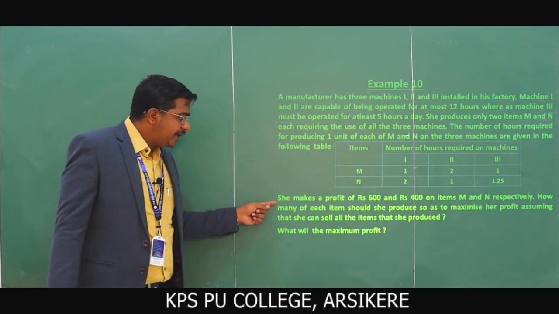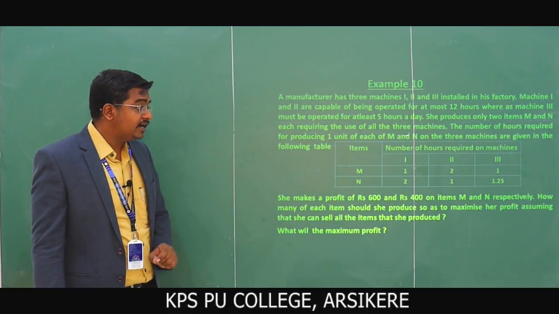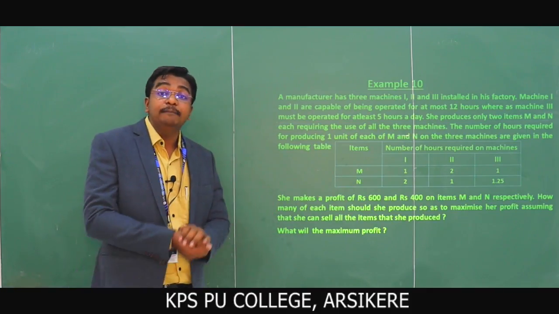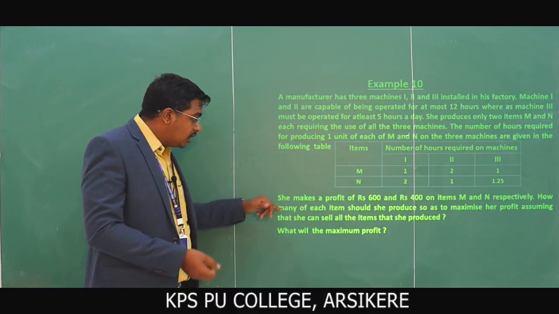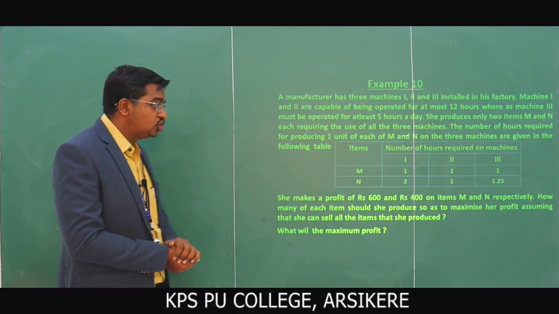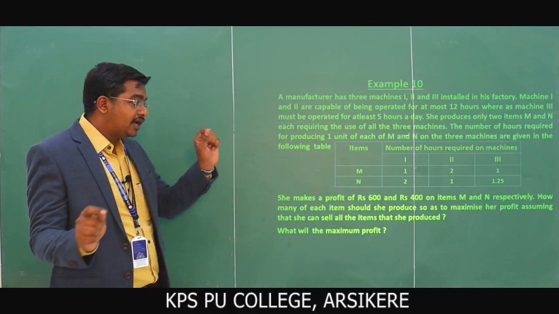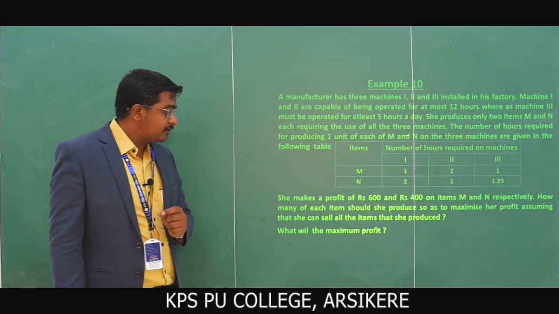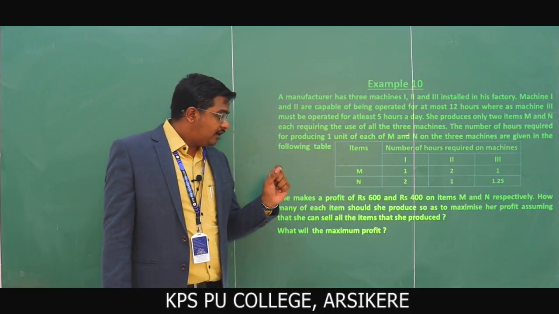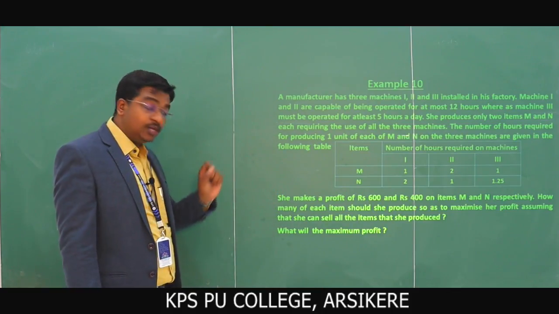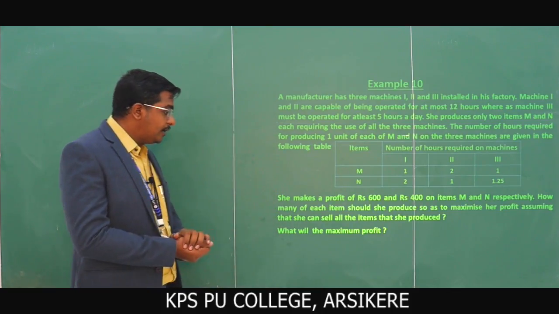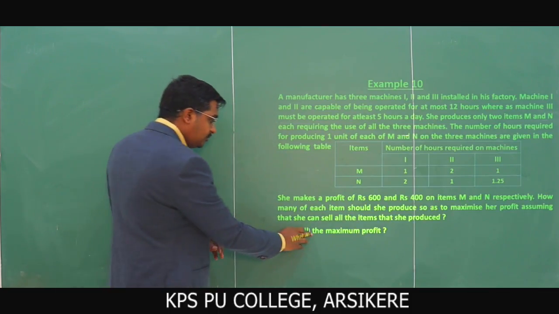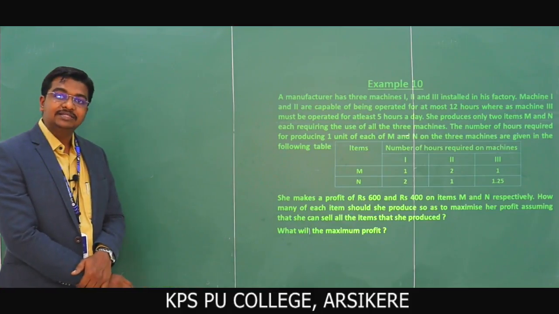So now she makes a profit of rupees 600 and rupees 400 on items M and N respectively. How many of each item should she produce so as to maximize her profit, assuming that she can sell all the items that she produced? What will be the maximum profit?